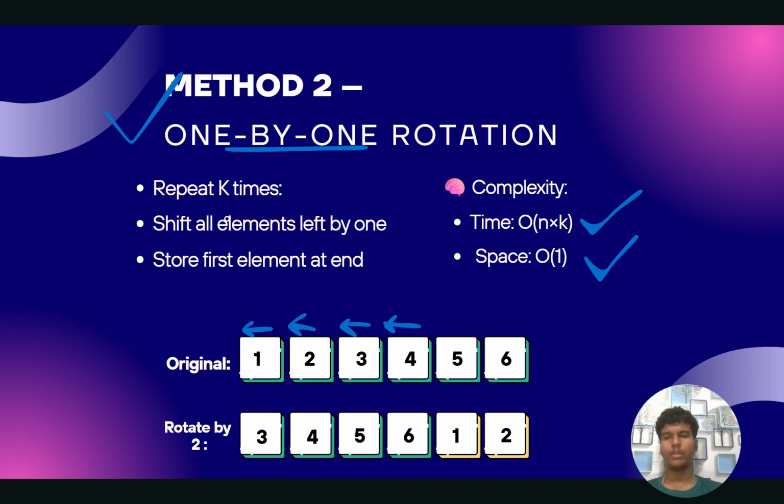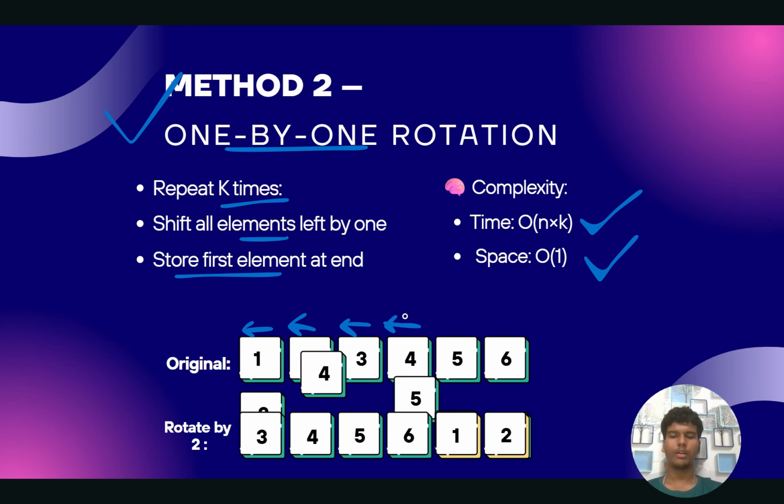loops, for loop. So what we do is we repeat it k times and shift all elements one by one and store the first element at the end. So let's see how it works. So 1 and 2 go to the end, since we are taking the value of k as 2, and 3, 4, 5, 6 come at the first.